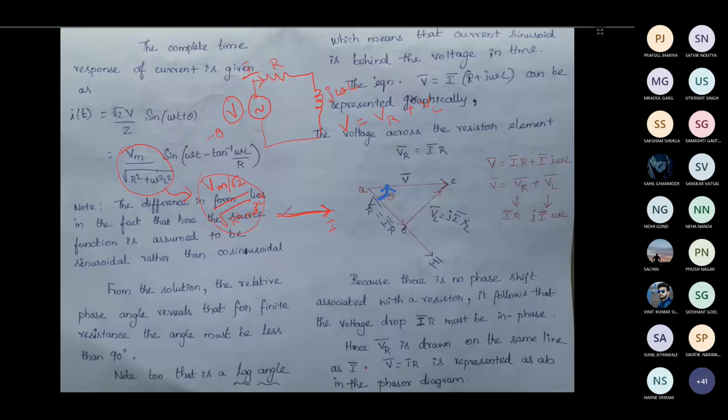Now first we have to draw the voltage across the resistor plus the voltage across the inductor. So these two things we have to write here: V is equal to VR plus VL.